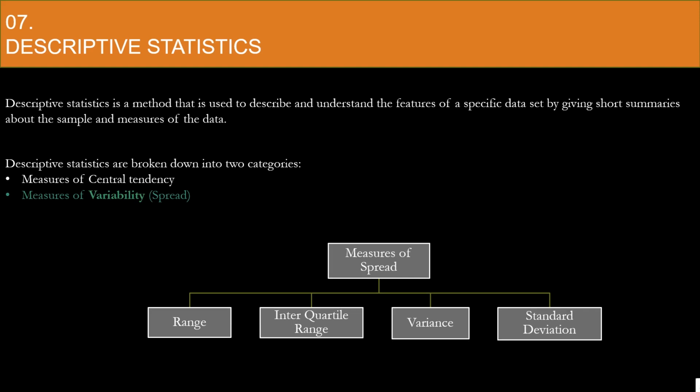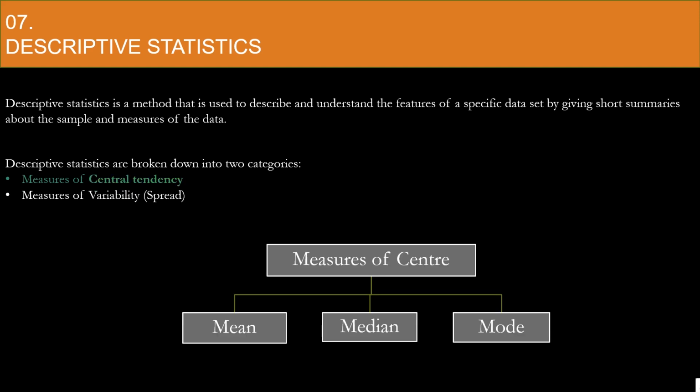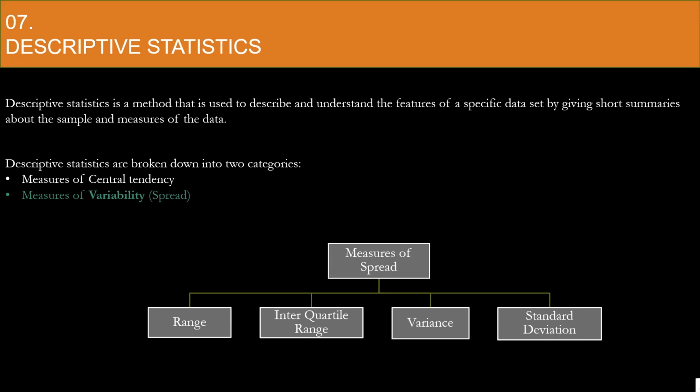Measures of center include mean, median and mode. Now what are the measures of center? Measures of center are statistical measures that represent the summary of a data set. The three main measures of center are mean, median and mode. Coming to measures of variability or measures of spread, we have range, interquartile range, variance and standard deviation.